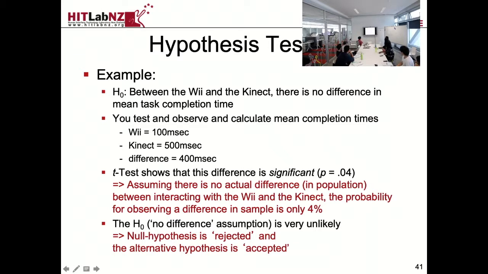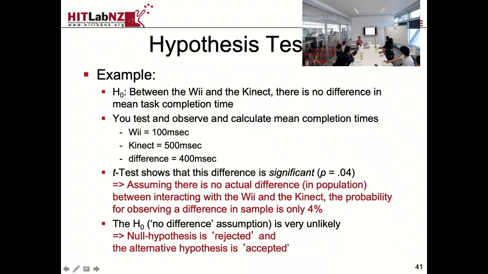The null hypothesis was there's no big difference in mean task completion time between the V and the Kinect. Just assume, okay? Then after running your experiment, you found that V had a 100 millisecond running time, and the Kinect had a 500 millisecond. So the difference was 400 millisecond. This is your result, okay?